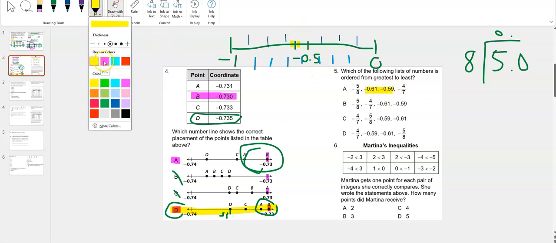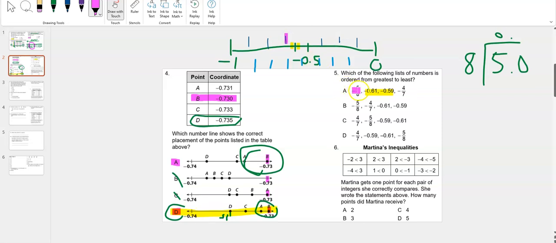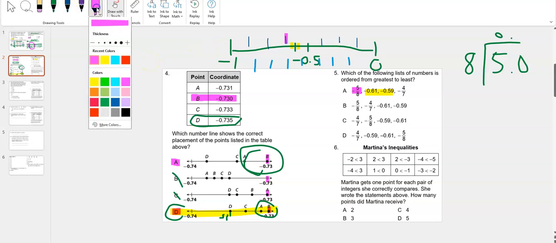Then if I'm going to go and place my next points, what I did was I divided my number line into 8 equal pieces on top in blue, and I'm going to find 5 of them. So we're going to count to 5. 1, 2, 3, 4, 5. So this, 5. This was a piece. 1, 2, 3, 4, 5 right here. So this would be -5/8. Okay, and you can see that it's further left than -61 hundredths.